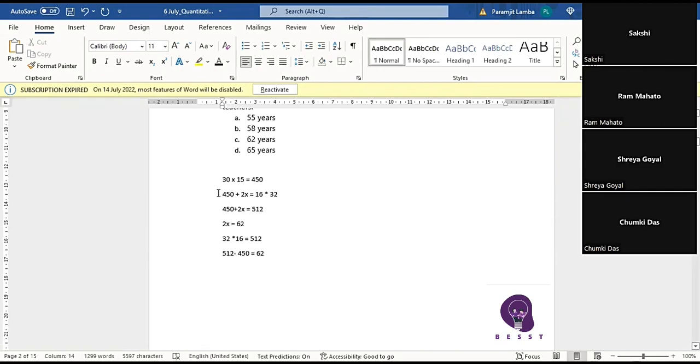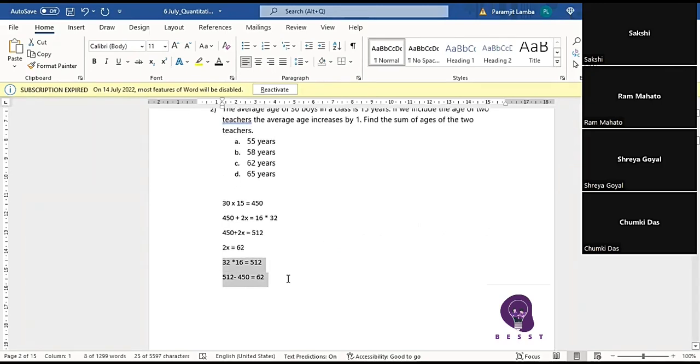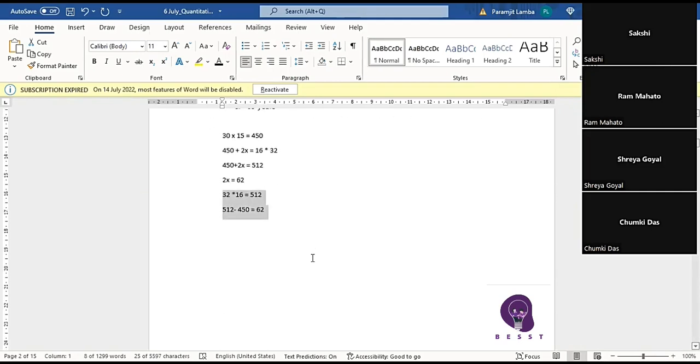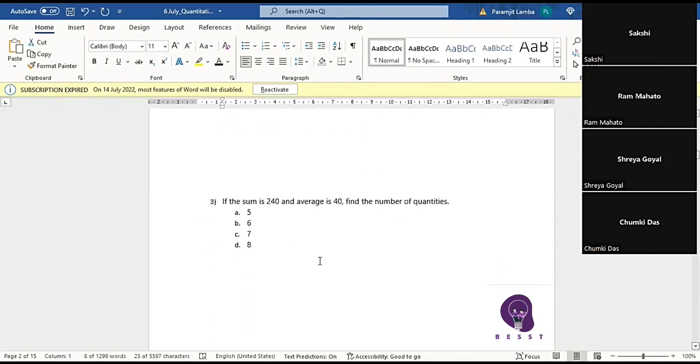Both methods are correct. You can use this or you can use this. Whatever you are comfortable with, you can use that. Now, it is so easy that you just have to sit back and think about the problem a bit and you'll arrive at the answer. Fantastic. Great. Let's move to the next one.